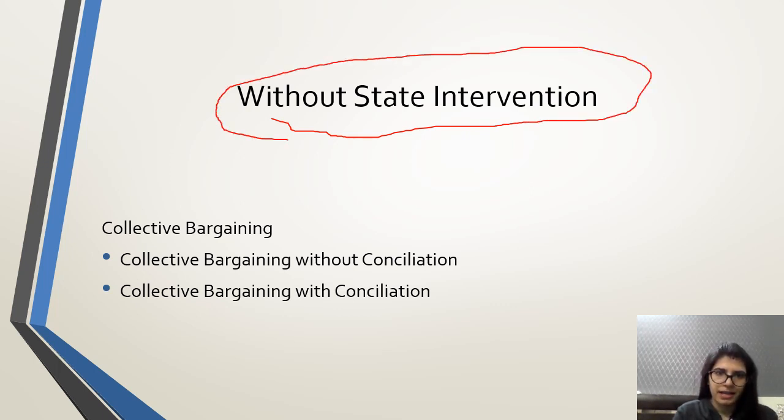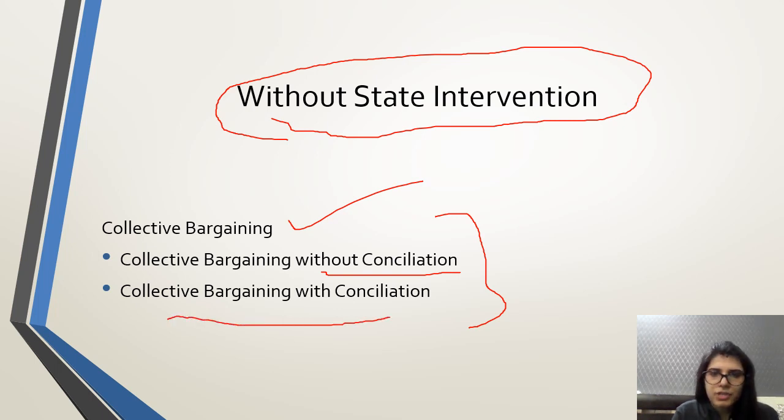Through collective bargaining, obviously, a lot of industrial disputes can be resolved. Without state intervention, collective bargaining is classified under two heads: collective bargaining without conciliation and collective bargaining with conciliation. In conciliation, a third party comes and helps both the parties to resolve the disputes. Without conciliation would be when the trade unions and the employers are not calling the third party. They try to resolve it within themselves.